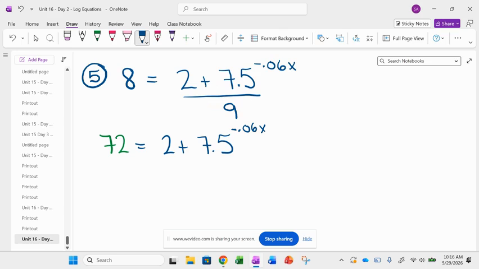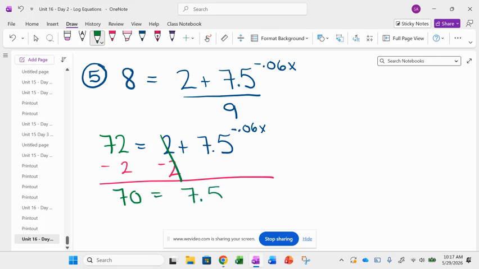Well, even if it were raised to the exponent, we couldn't add them. But the 7.5 is raised to an exponent, and so we can't add them. They're not considered like terms. So now I'm still trying to isolate the x. Since I can't add the 2 and the 7.5, I should just subtract the 2? So now we have 70 is equal to 7.5 raised to the negative 0.06x.